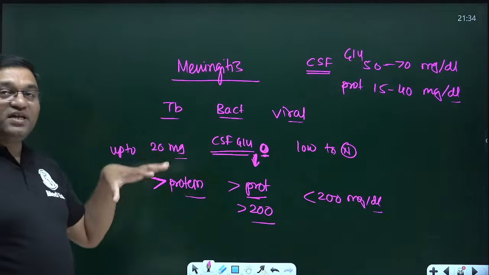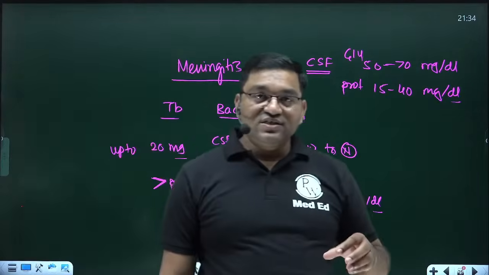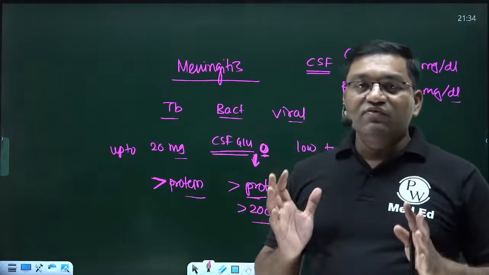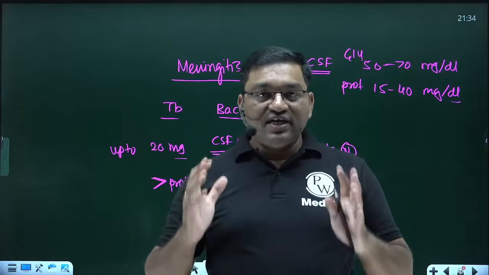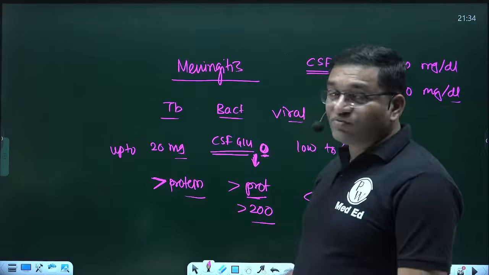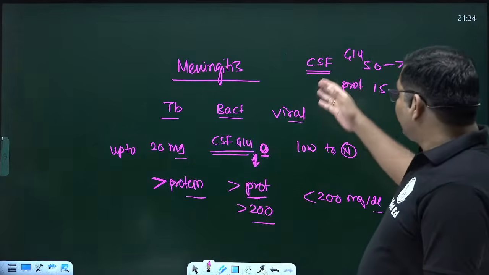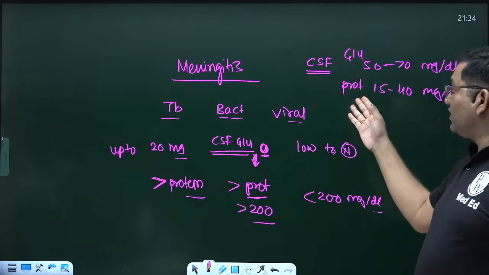So you may get meningitis, inflammation of the meninges, with neck rigidity and fever. These are the symptoms: high grade fever and neck rigidity in children, and there is affected CSF glucose level and affected protein level.